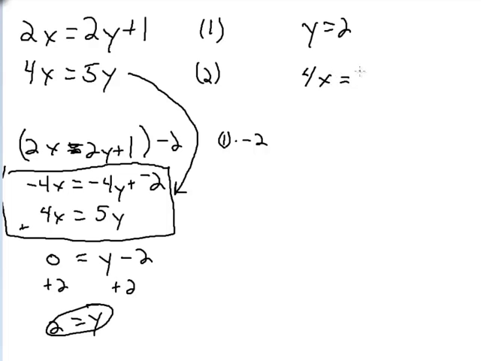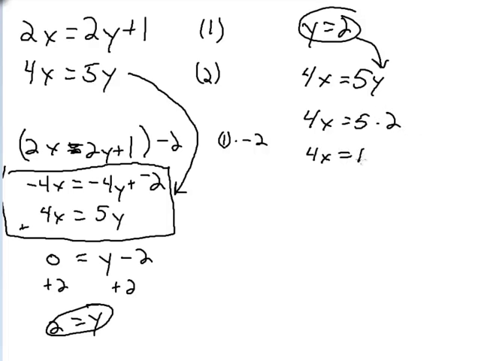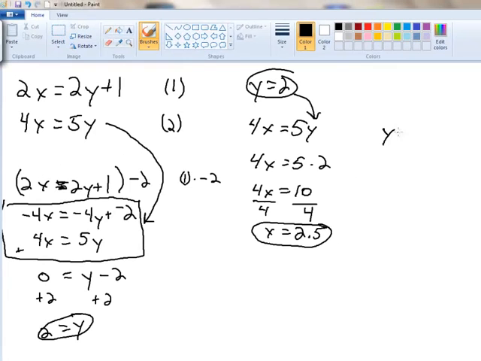Let's take 4x equals 5y, equation 2. Let's substitute y into the equation. 4x equals 5 times 2 now. 4x equals 10. Divide both sides by 4. X equals, excuse me, 2.5. This is good news, because the last time we solved this using substitution, we got these exact same answers.